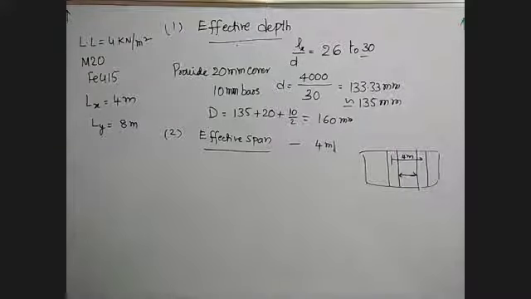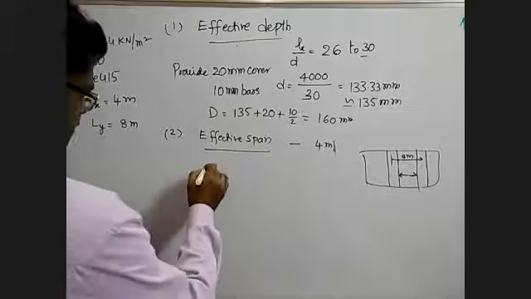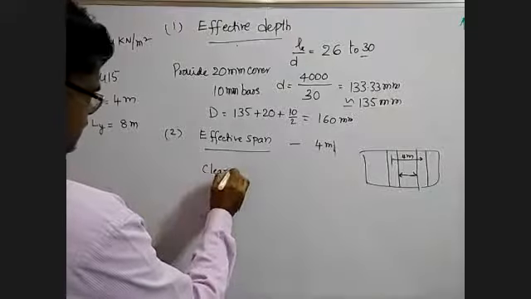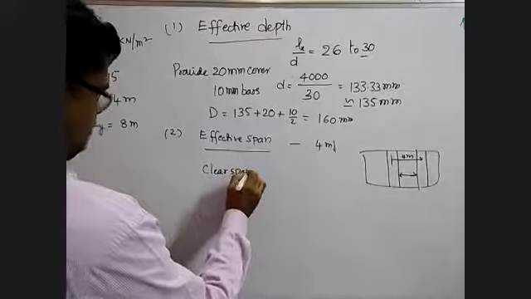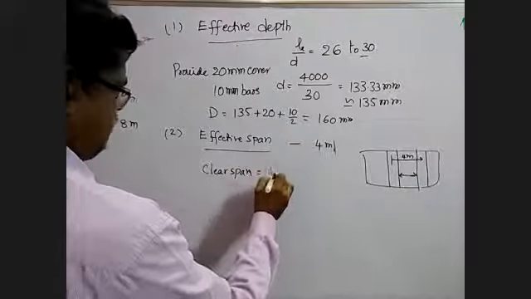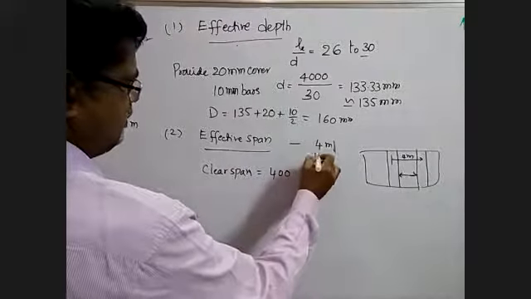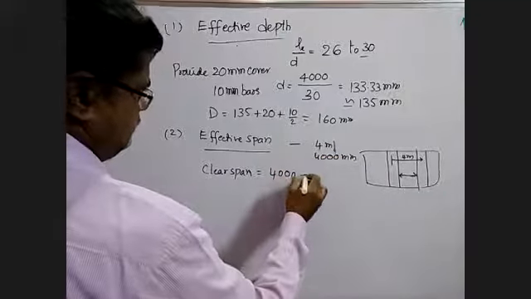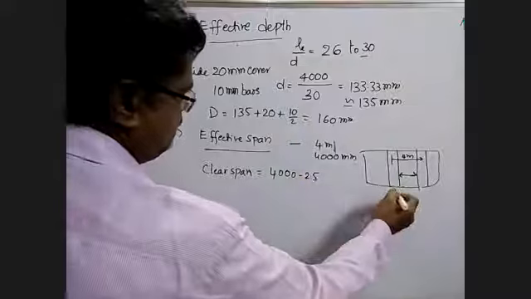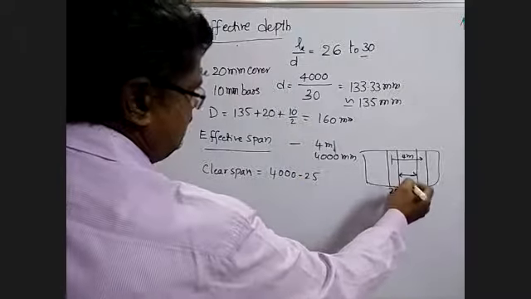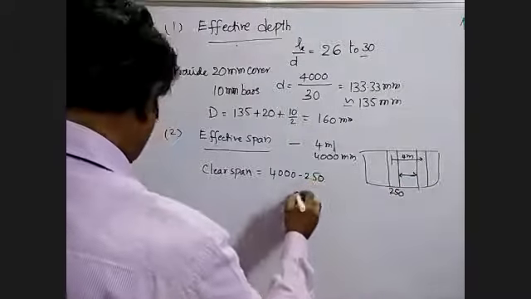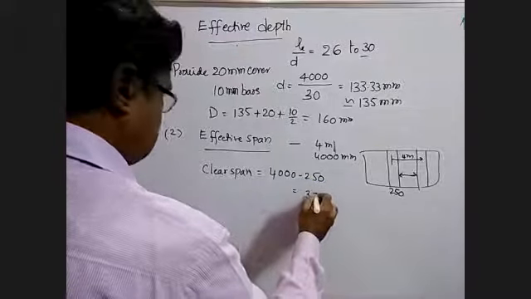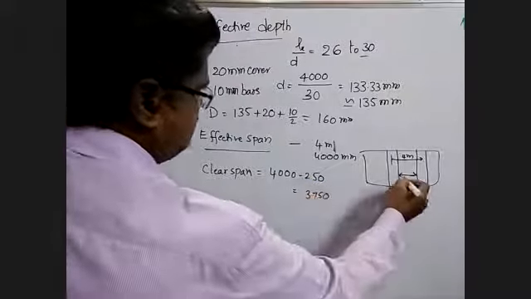Okay, now if I want to calculate the clear span, 4 meters, that is 4000 mm, minus 250. This is the 250. Okay, then it comes to how much? It comes to 3750 mm. This is 3750.